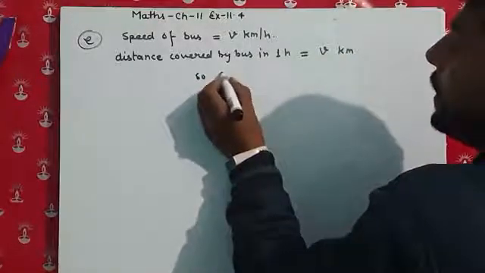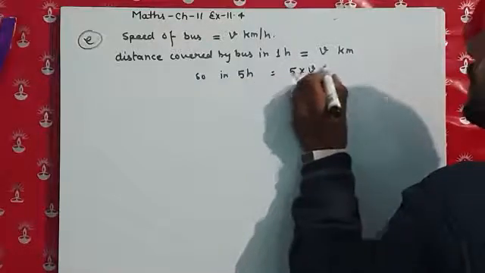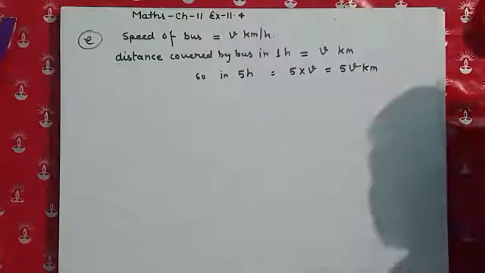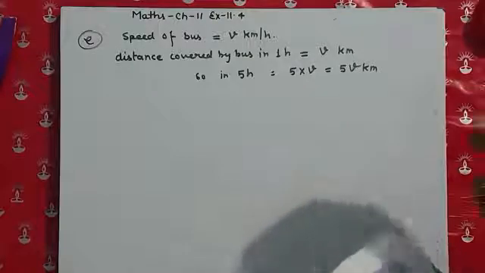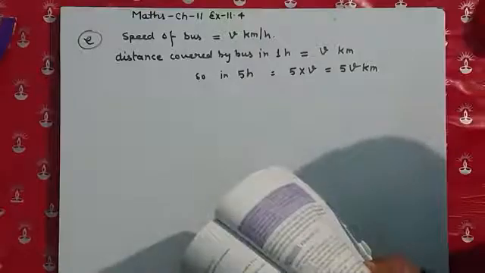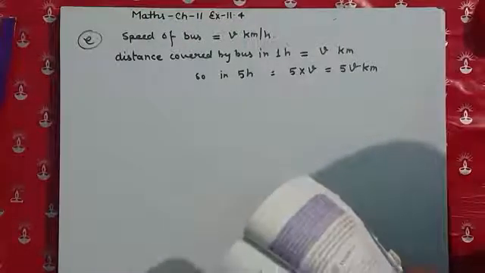So in 5 hours, it becomes 5 into V. That means total 5V kilometers. So distance covered in 5 hours. Because in the question, it is traveling 5 hours. So in 5 hours, it will cover 5V kilometers. And again the question is saying that the distance is remaining. Still the 20 kilometers remain.